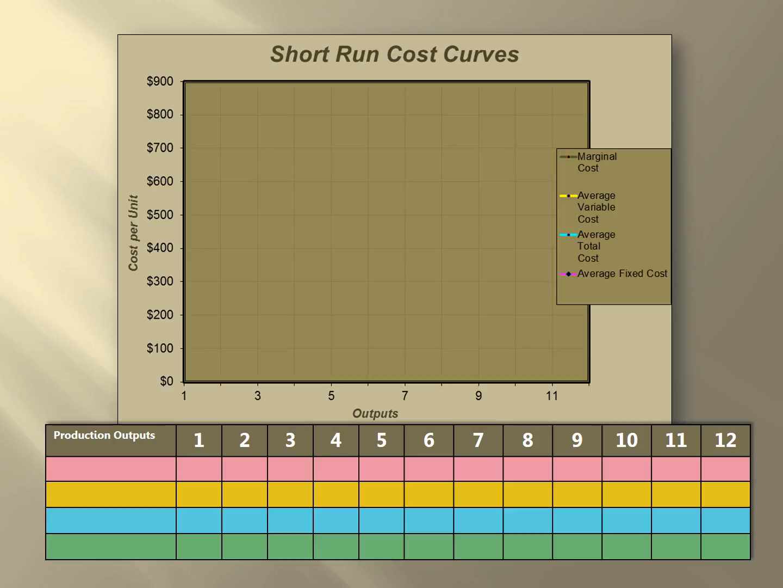For that, we're going to look at the short-run cost curves, which are going to include our average fixed cost, our average variable cost, our average total cost, and an additional function that we can look at that is marginal cost.